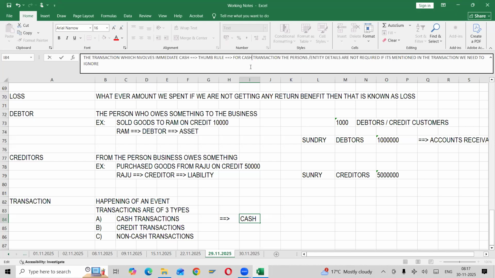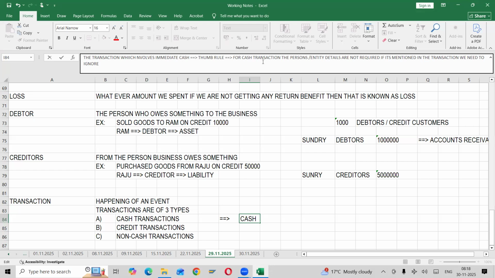So what I'm saying is, if it is a cash transaction, then the person's or entity's details are not required. We are receiving the cash and giving the product or service. At that point, only a name or some basic details are required, only for warranty and guarantee purposes. Other details, like your bank details or PAN details, are not required.